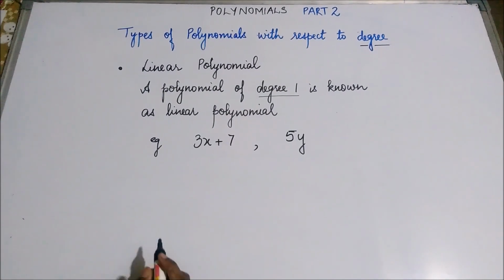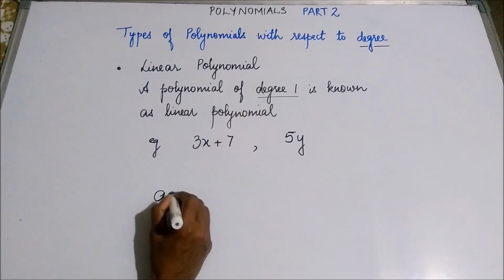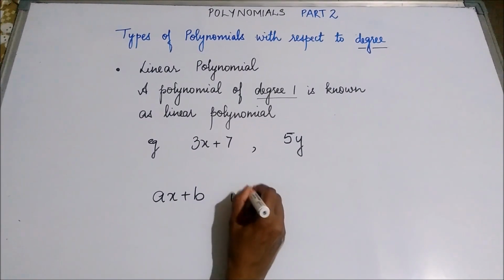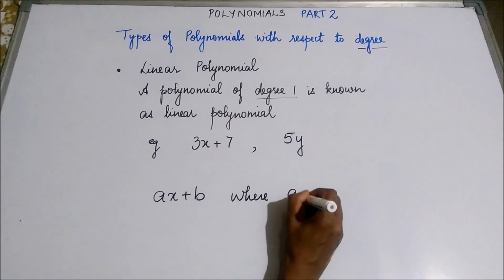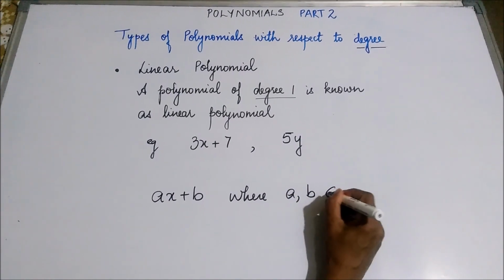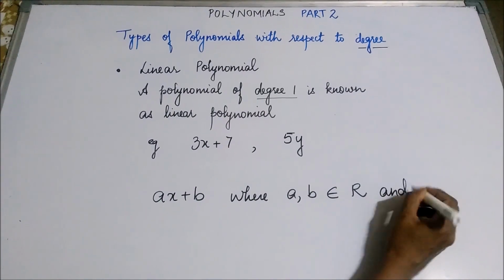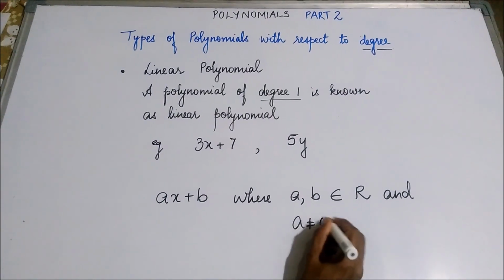Now in general form we can write it as ax plus b, where a and b are constant which belongs to set of real numbers and a is not equal to 0.